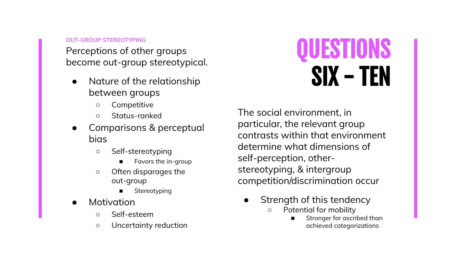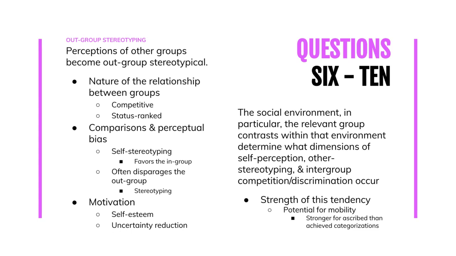So, moving on to questions 6 through 10. The preface to this is that perceptions of other groups become outgroup stereotypical. Depending on the nature of the relationship between the groups, self-perceptions and perceptions of the other can shift toward different types of perceptual bias, as actors are motivated to make comparisons that favor the in-group and sometimes disparage the out-group.